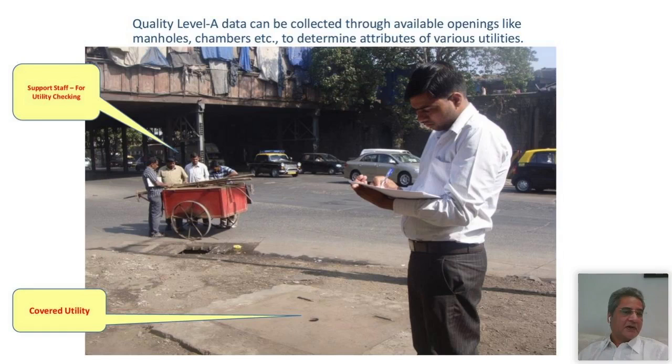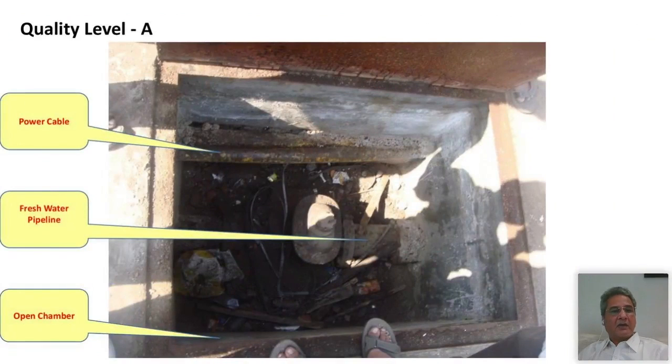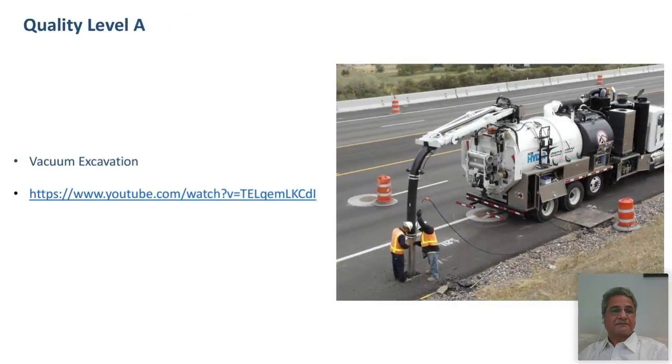So for example, this is a covered utility. This supported stuff is for utility checking. If we open this and collect the data on a power cable, on a freshwater pipeline, we know what the diameter of the pipeline is, we know what the diameter of the cable is, the material of the pipeline. We have got the quality level A information without any digging and trenching. In fact, in busy cities like Mumbai and Delhi, this is how we have been collecting quality level A information for a long time. This is absolutely fine.